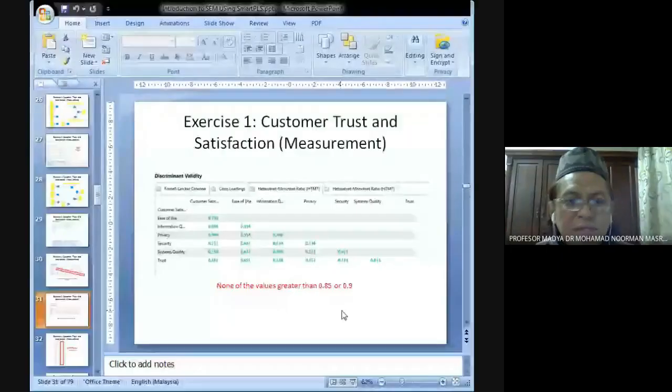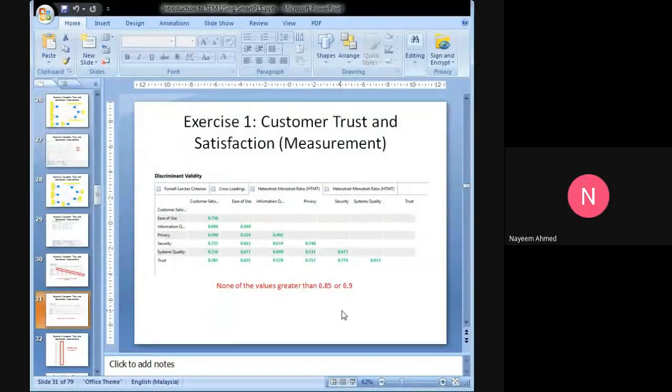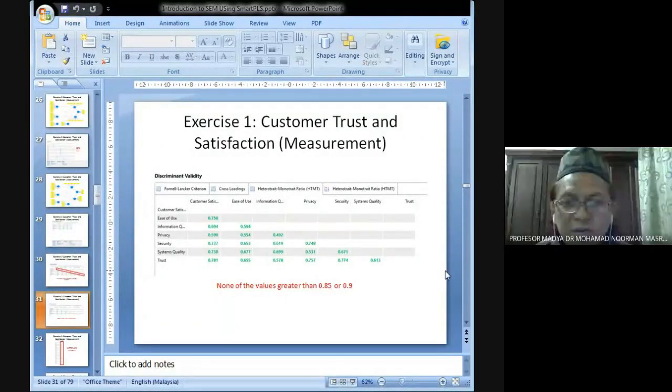Okay, can you see my slide now? Everyone? Yes. All right, good.